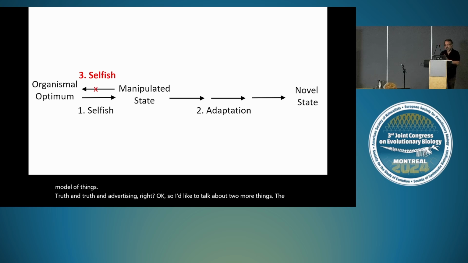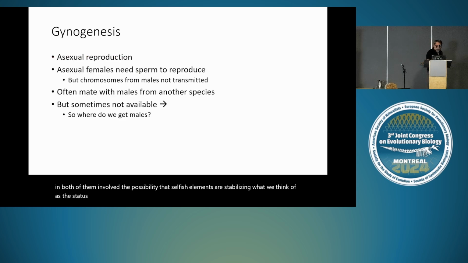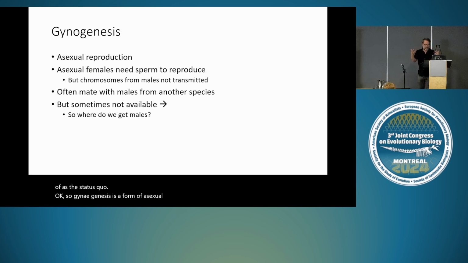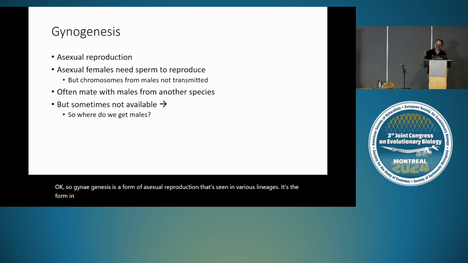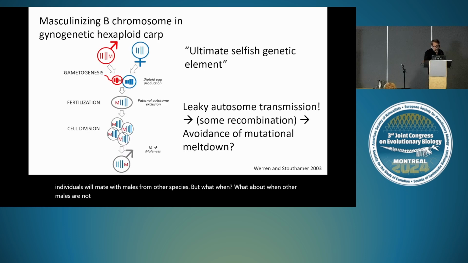Okay, so I'd like to talk about 2 more things, and both of them involve the possibility that selfish elements are stabilizing what we think of as the status quo. Gynogenesis is a form of asexual reproduction that's seen in various lineages. It's the form in which asexual females need sperm to reproduce. The sperm do not transmit any chromosomes, it's asexual, but they are needed to stimulate reproduction. So often these individuals will mate with males from other species, but what about when other males are not available? I'm sorry, I should have cited various work here. I apologize to the authors.